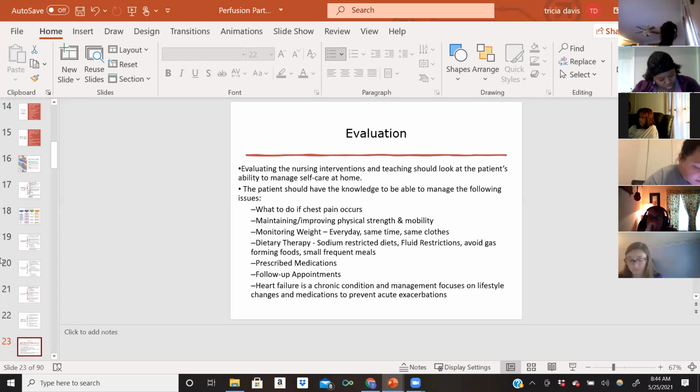It is imperative that they take their prescribed medications every day as they're supposed to be taken. Don't skip any doses. Make sure they're being diligent with that. Keep those follow-up appointments with their primary care physicians so that the doctor can monitor their heart failure, make sure that they're doing okay, give prescription refills when they go, check their weight, all that good stuff. And then they should understand that heart failure is a chronic condition and that management focuses on lifestyle changes and medications because we need to prevent these acute exacerbations.